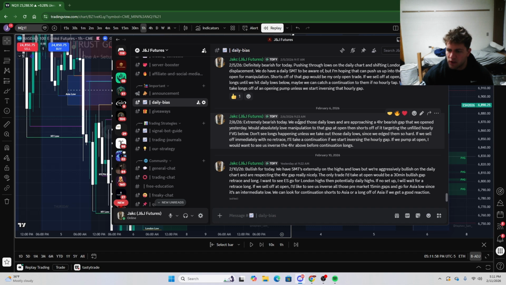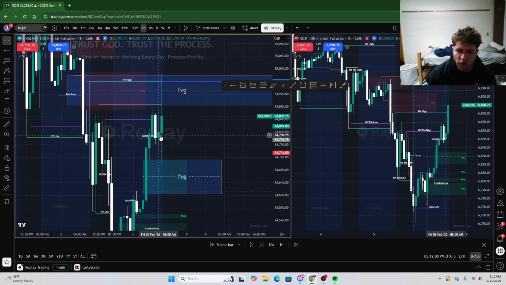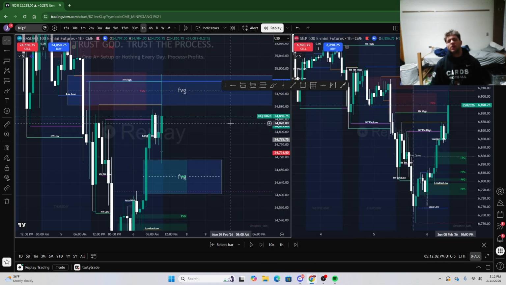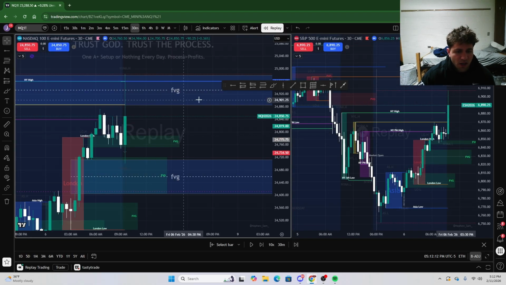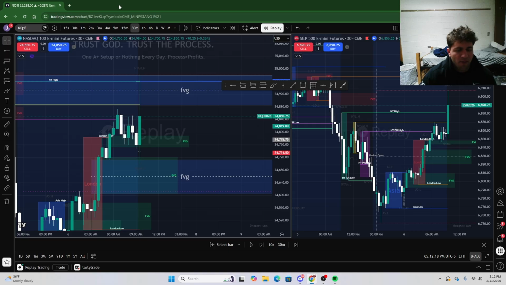Let's see. Edge, those daily lows are approaching a 4-hour bearish gap. So I always want to see manipulation, because manipulation really happens at open, because at open a new 15-minute, 5-minute, and 30-minute candle are opened up. So if you go to the 30-minute candle here, this is the 9:30 30-minute candle. We made our bottom wick, touched into an unfilled hourly fair value gap, and then shot up.